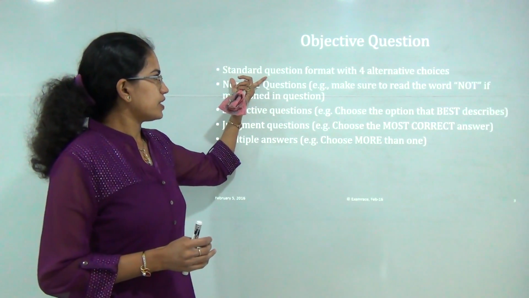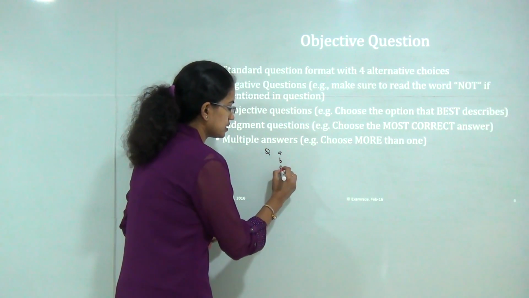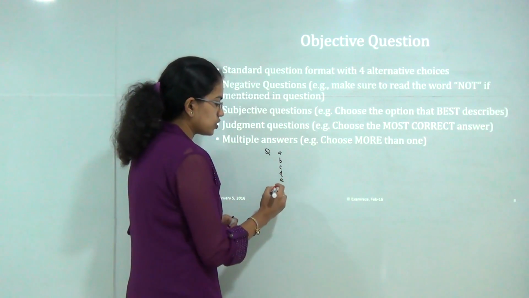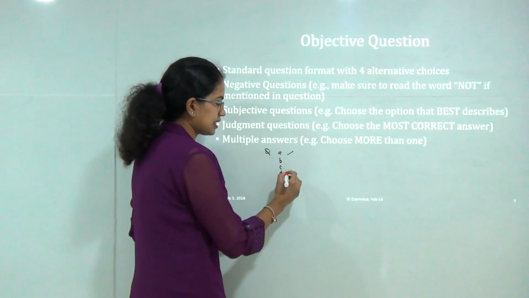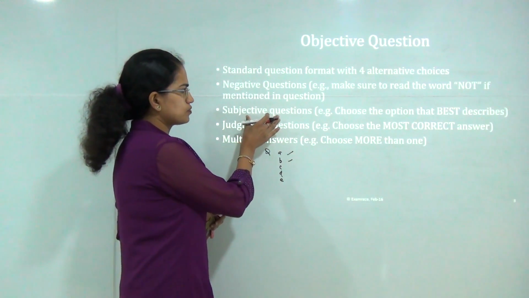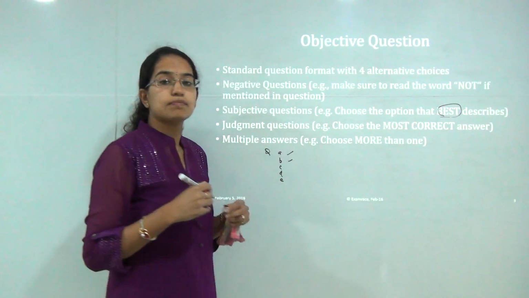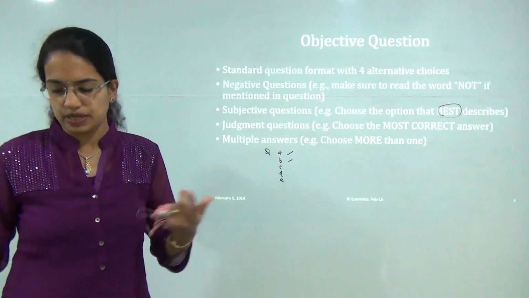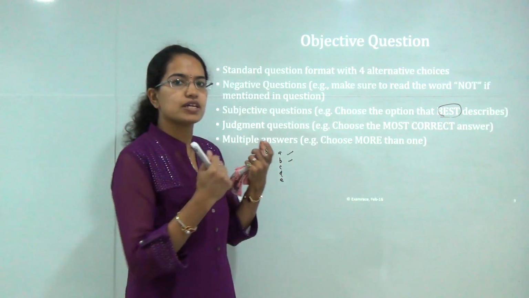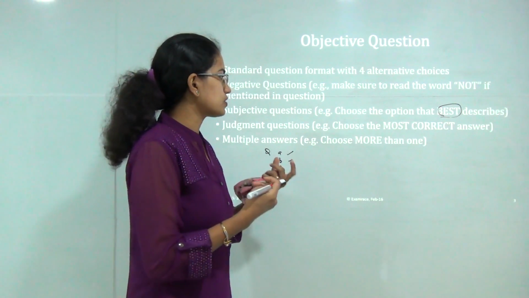Now, there can be various types of objective questions. You have one question with 4 choices, then one question with 5 choices, then you can have a single correct answer, or multiple correct answers. You can have questions that are kind of subjective description, which ask which of the following best describes or best explains. So it's not exactly objective, in the sense that it's not mathematical or you cannot calculate it.